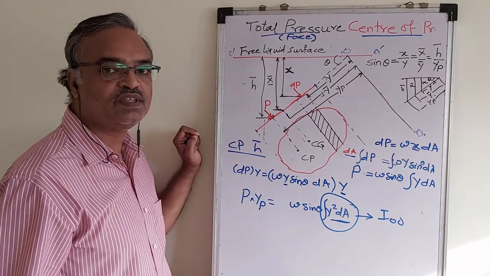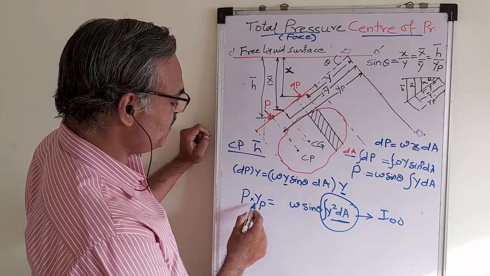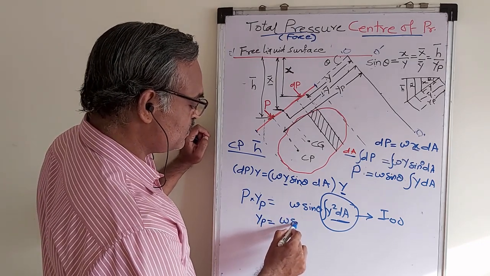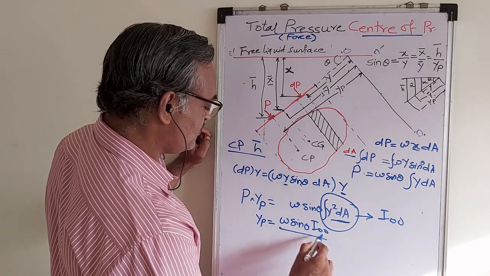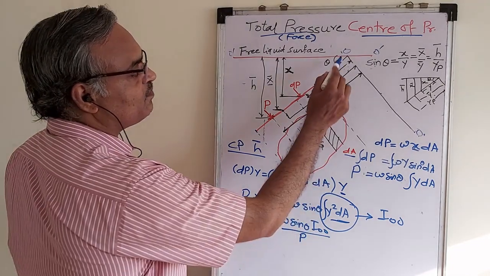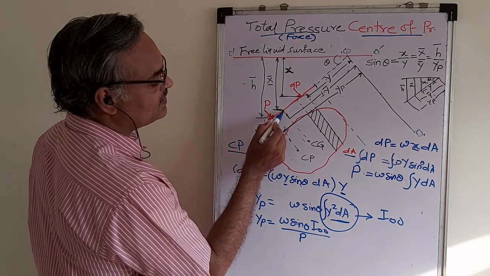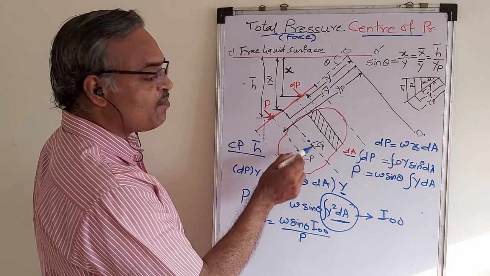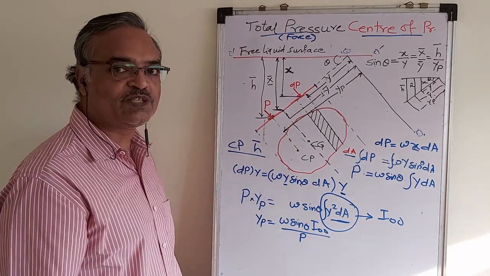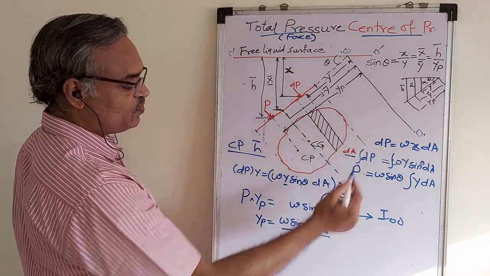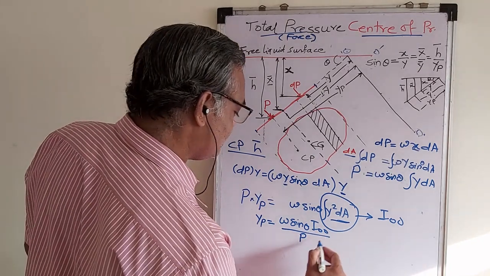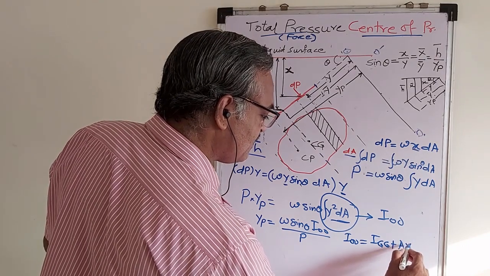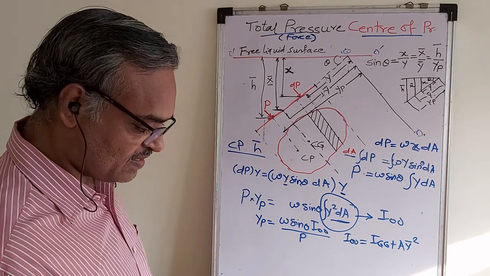This we have taken as O. So it is the moment of inertia at this axis. So P into yp is equal to w sin theta IOO, or yp is equal to w sin theta IOO upon P. Again, moment of inertia at this axis, but we are very much conversant with the formulas of moment of inertia about an axis passing through its own CG, IGG. So again, by the transfer of moment principle, we can write here, instead of IOO, IOO is equal to IGG plus A y bar square.